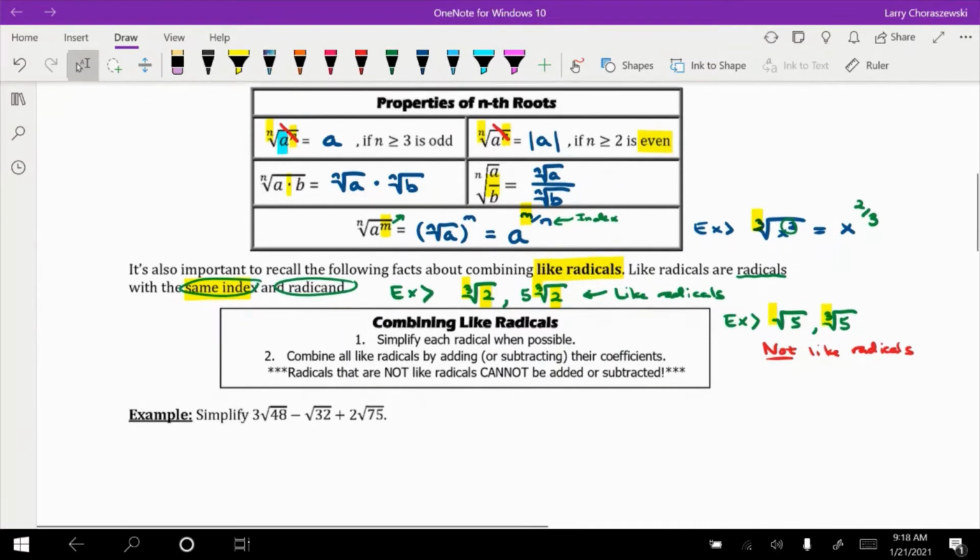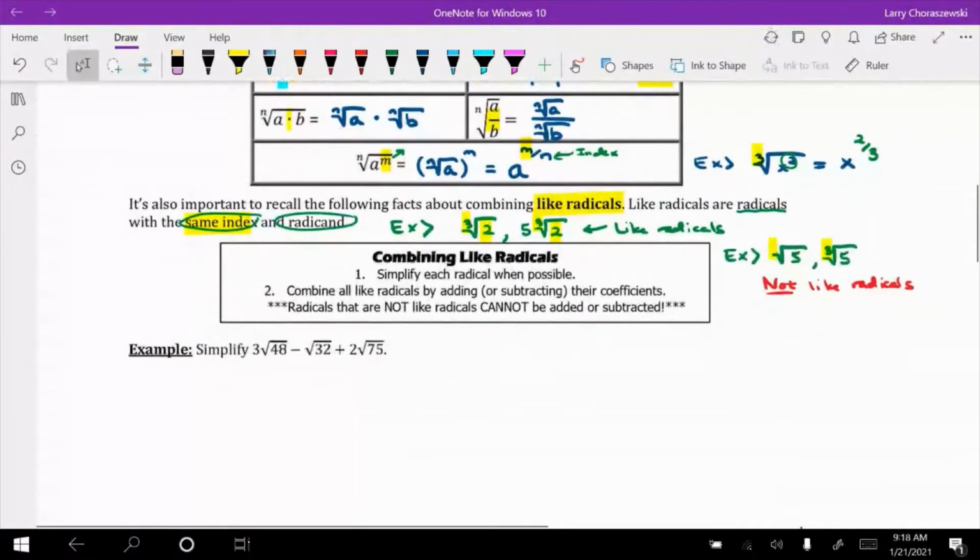So the reason why I'm discussing like radicals is because there are going to be some instances where we might be able to combine radicals with each other via addition or subtraction. And you can multiply radicals together as well. And we'll actually see some instances of that on the next page. But to start things out here, combining like radicals really boils down to 2 rules, or 2 steps.